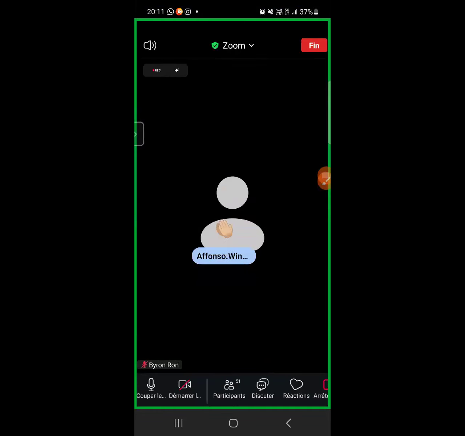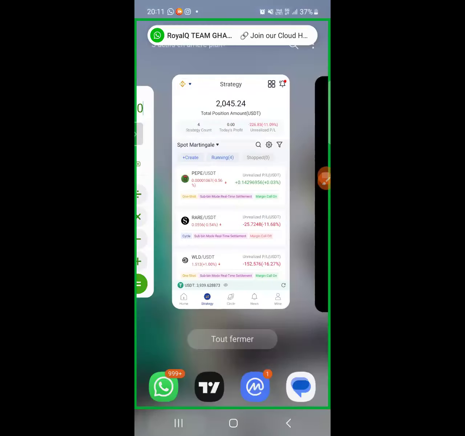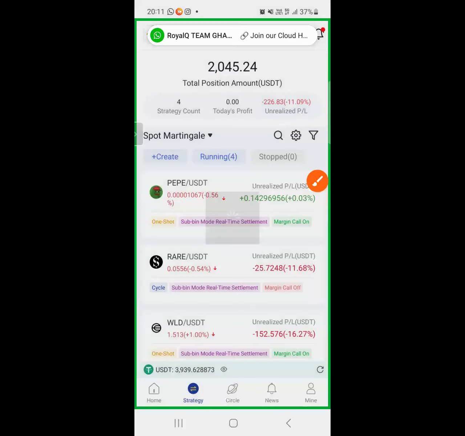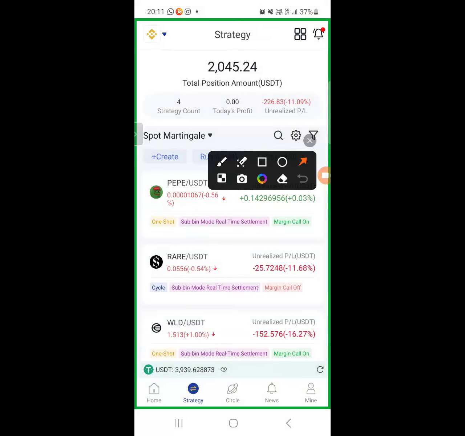Great. So let's go. Ladies and gentlemen, when you come on your Royal Cube, you will see what we call the home page, strategy, circle, news, and mine. I'm taking my time to explain. I won't be too fast for the new ones, so get a proper understanding. Okay, so you come here on mine.